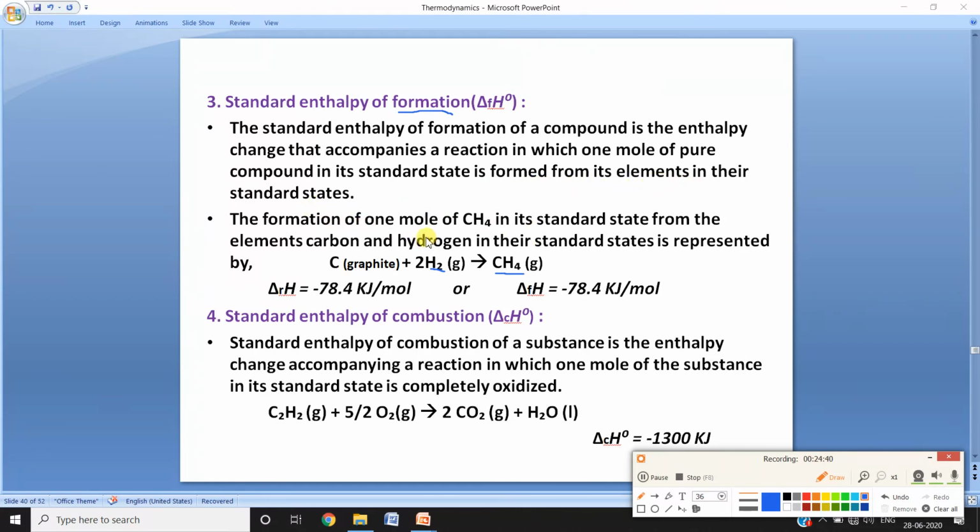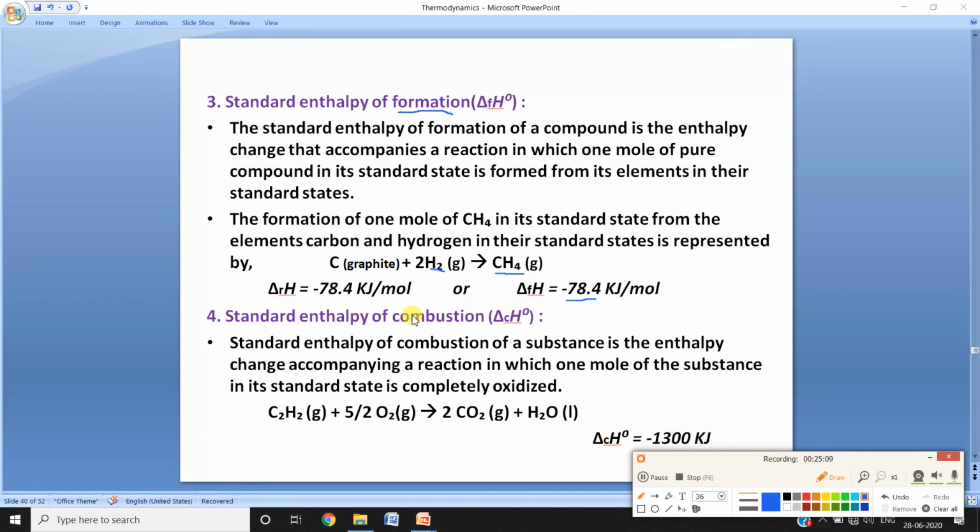For example, the formation of 1 mole of methane in standard state. Methane will form when carbon reacts with hydrogen. So during the formation of 1 mole of methane, the enthalpy required is minus 78.4 kilojoule per mole, and this is called ΔfH, f means formation, that is enthalpy of formation.